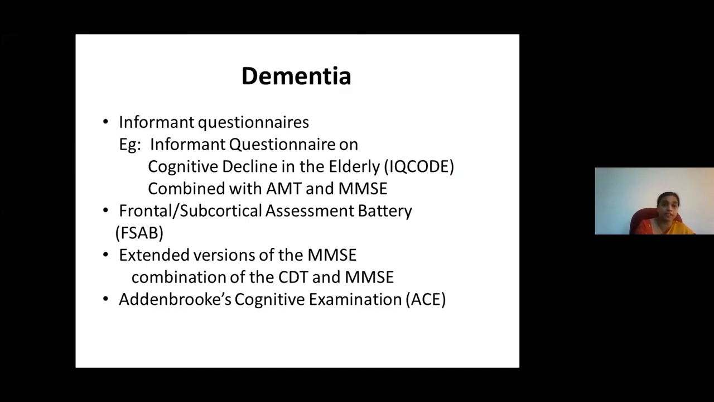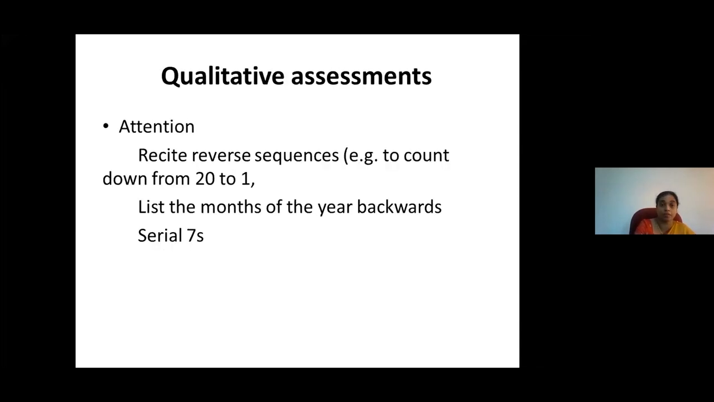These are advanced things. Informant questionnaires, frontal subcortical assessment battery, extended versions of MMSE, I discussed a few times. And we combine the clock drawing test and MMSE or Addenbrooke's Cognitive Examination. I'm not going to go into detail on these, but we need to know these tests are available. When necessary, we have to refer them and assess our patient accordingly.